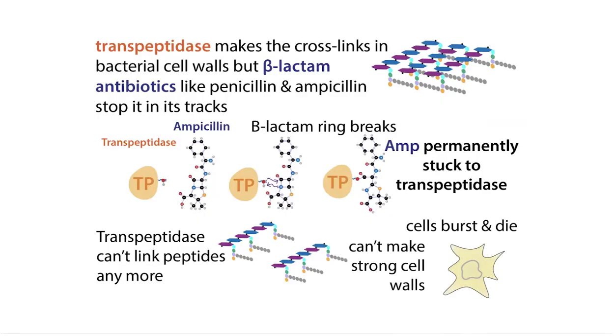An example of this is our beta-lactam antibiotics. The antibiotic targets the transpeptidase that the bacteria uses to make its sturdy cell walls. The ampicillin looks like the substrate for that transpeptidase. So the bacterial enzyme attacks it, but then it gets stuck and the cells can't make strong cell walls, and then they burst and die.